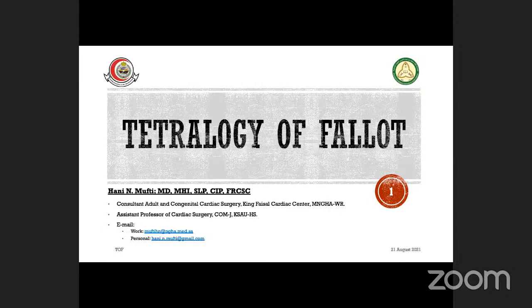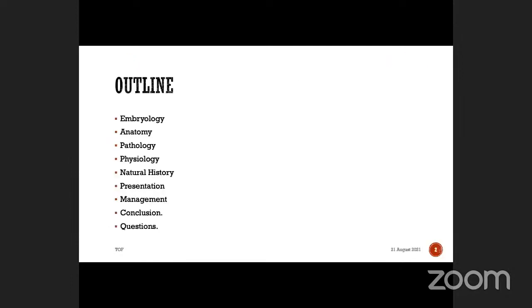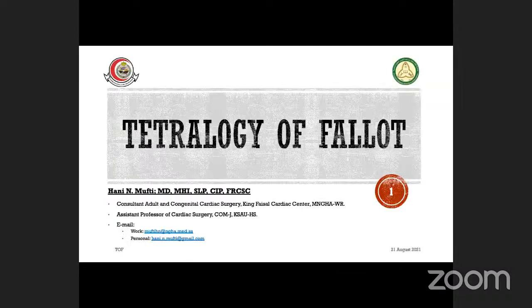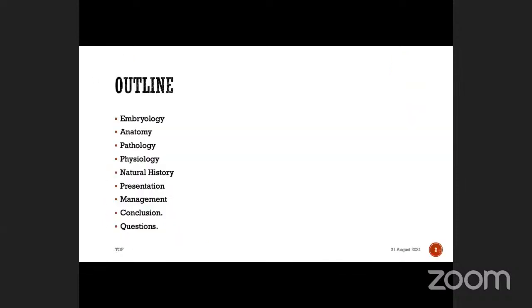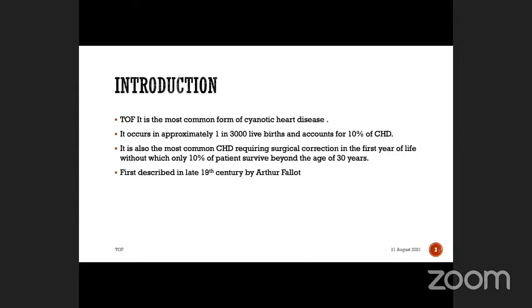Okay, so today inshallah we'll talk about tetralogy of Fallot. Again, some embryology, anatomy, pathophysiology, natural history, presentation, management, conclusion, and questions. So tetralogy of Fallot is the most common form of cyanotic heart disease. It occurs in approximately 1 in 3,000 births, so it's not that uncommon, and it's more than 10% of congenital heart disease.